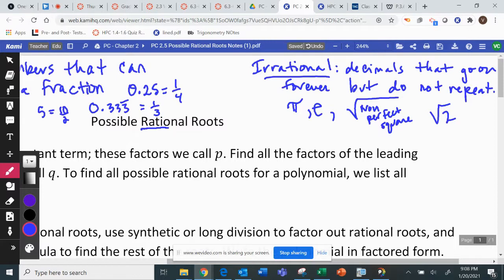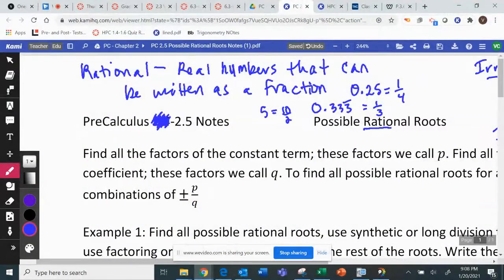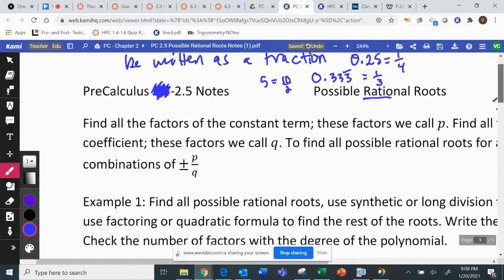So today we're talking about possible rational roots. We're not going to be finding any information about roots that are not rational, so roots like irrational or imaginary. This will not tell us anything about those kinds of roots. But we will learn about rational roots.